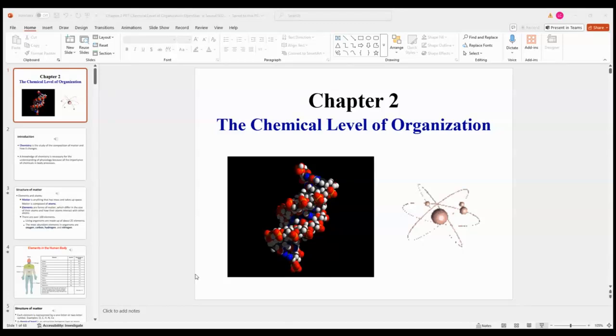Reversible, it has an arrowhead at both ends, and that means it can go in either direction depending on circumstances. It often could be, if there's a whole lot of A and B, then the reaction would go this way. But if there's a high concentration of this stuff, then it would go the other way.